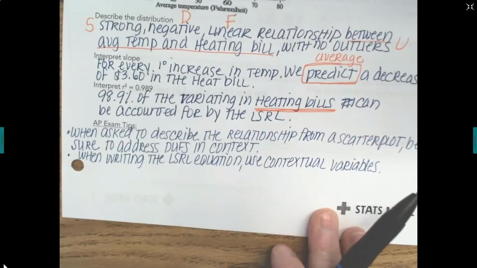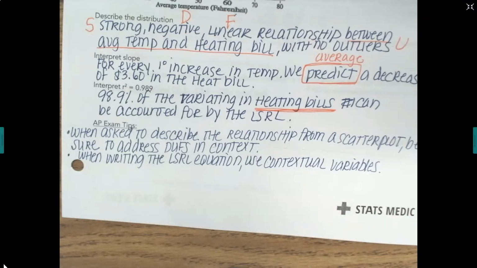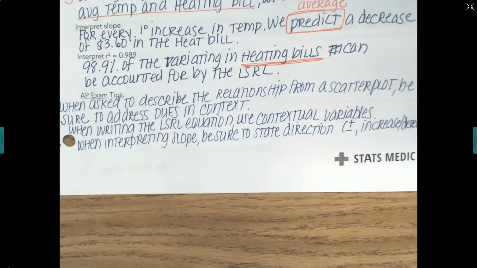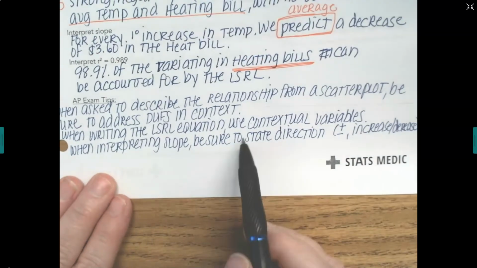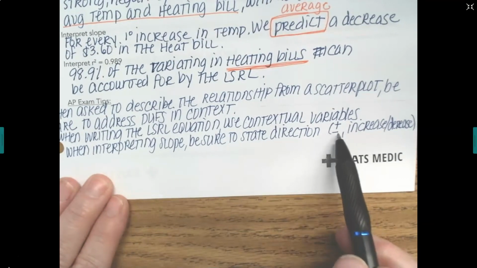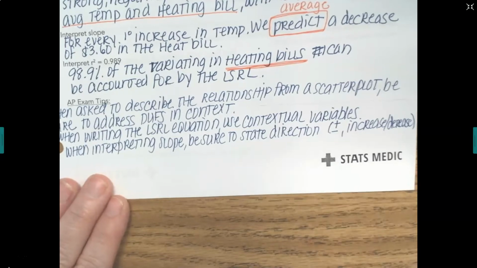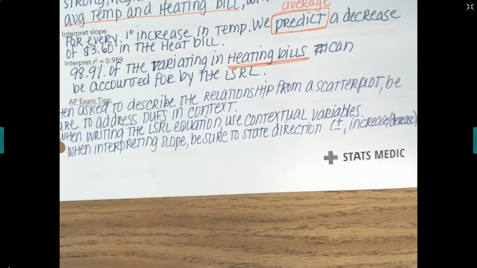For our third AP tip, that's going to have to do with interpreting your slope. When interpreting your slope, be sure that you state the direction. You want to say either positive or negative or increasing and decreasing. Some indication in that interpretation that whether the slope goes up or if the slope goes down.